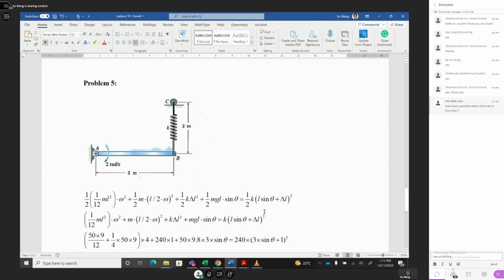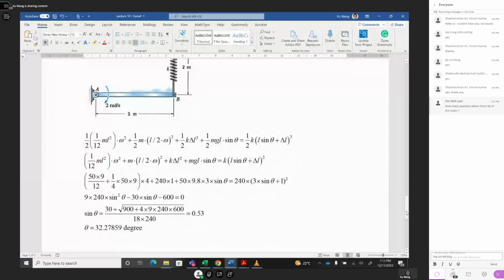We only have spring potential energy, which equals the spring constant times the deformation L theta plus the original deformation delta L, squared, equal to that. From this relationship you can cancel the half, and then you should solve for theta. From here, you can solve theta. You can move the sine square theta terms and organize this equation to become a quadratic in sine.